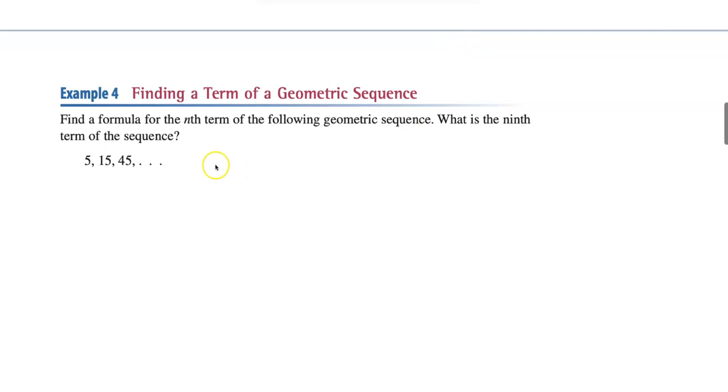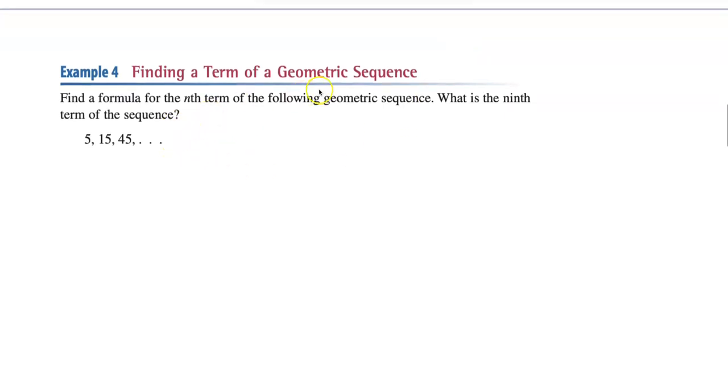Find the formula for the nth term of the following geometric sequence. So again, they want a formula. I just provided one. So they want a formula. So we're going to have this. All we need is A_1 and r. That's all you need to find the formula.